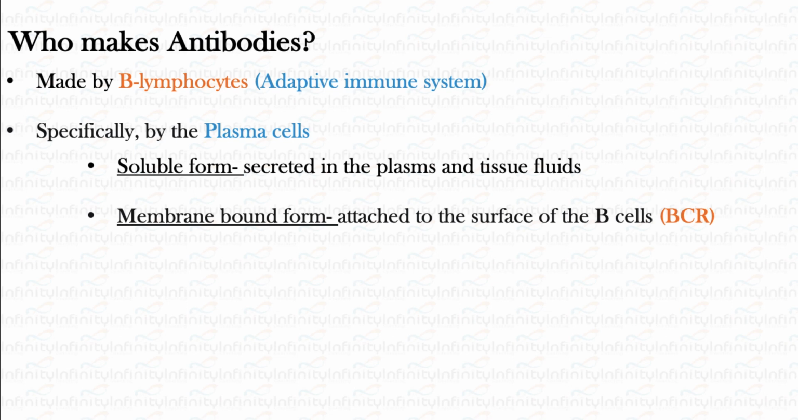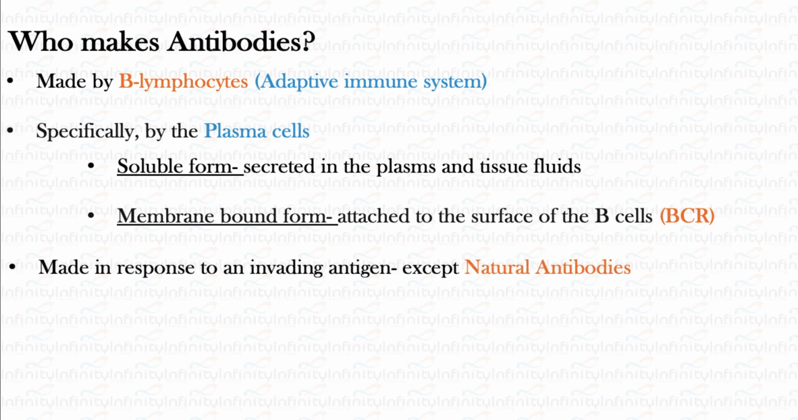Alright? Okay. Now, why are they made? They are made in response to an invading antigen. So whenever an invading antigen, a foreign substance, enters our body, the B lymphocytes start making certain antibodies. However, there are certain types of antibodies that do not require our body to be exposed to an antigen. Such types of antibodies are known as natural antibodies.